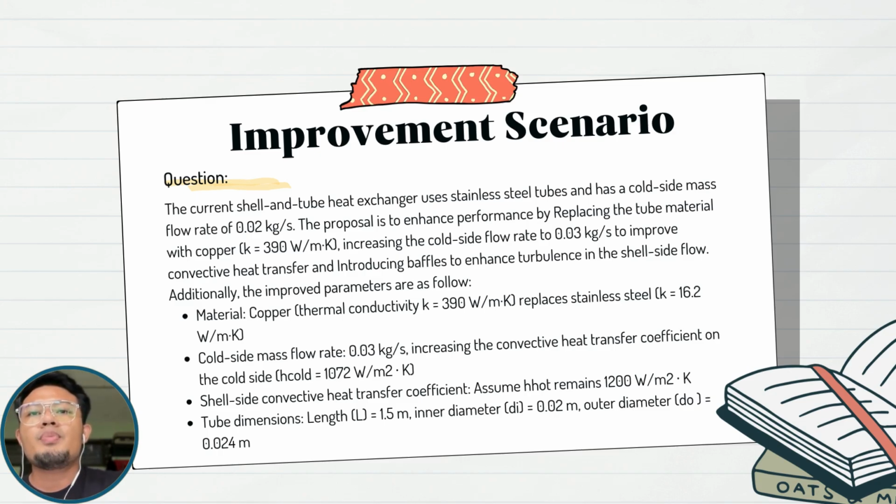Okay, the improved parameters. The first one is the material, copper, with thermal conductivity K of 390, replacing stainless steel at 6.2. The cold side mass flow rate is 0.03, increasing the convective heat transfer coefficient on the cold side, H cold, to 1072. For the shell side convective heat transfer coefficient, we assume H hot remains 1200, and the last one is the tube dimension: the length 1.5, the inner diameter 0.02, and the outer diameter 0.024.